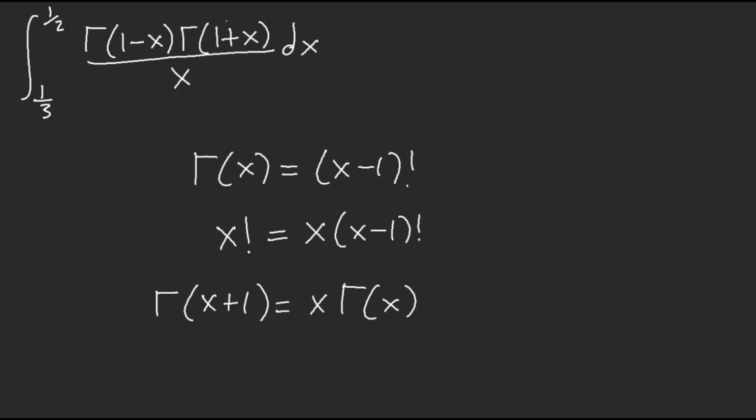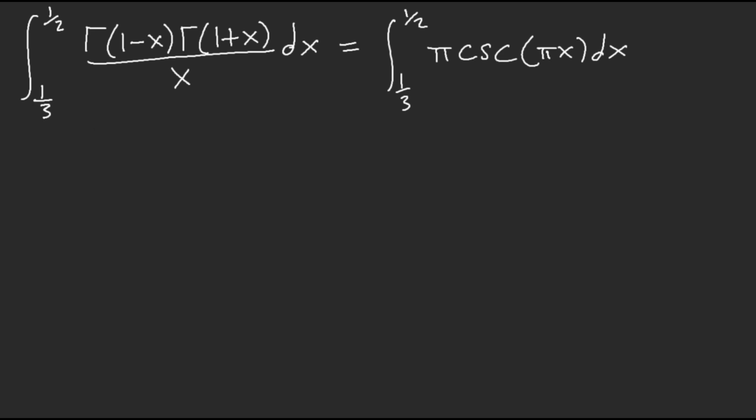Aha! So we can substitute this with x gamma of x. So that x is going to cancel out here, and that gamma of x with gamma of 1 minus x, Euler's reflection. So what we have now is 1/3, 1/2, and now we have Euler's reflection, which means that we are left with pi cosecant of pi x dx. Okay?